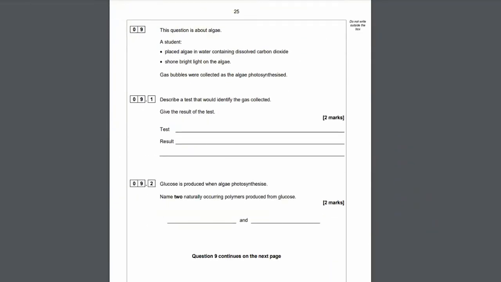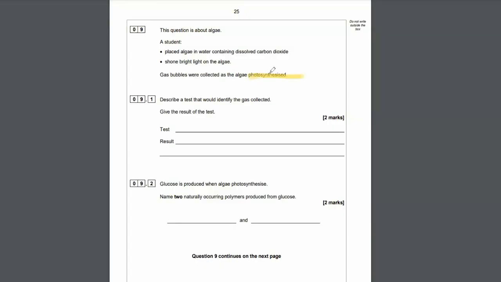Okay, 9. This question's about algae. A student placed algae in water containing dissolved carbon dioxide. They shone a bright light into the algae. Gas bubbles were collected as the algae photosynthesized. So we're being told they photosynthesize. That's because they're absorbing the carbon dioxide and they're making glucose and oxygen via photosynthesis. And they're using water. Describe a test that could identify the gas collected.